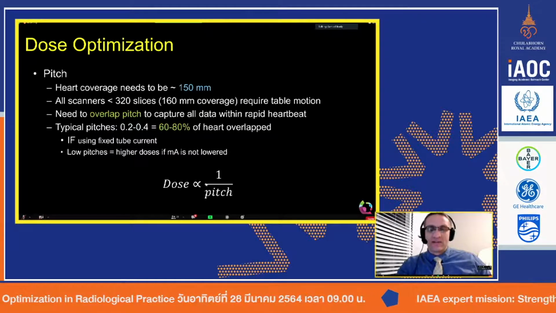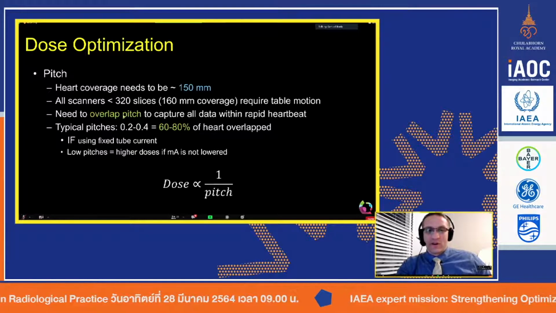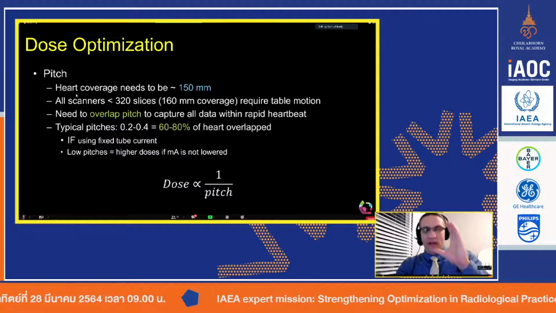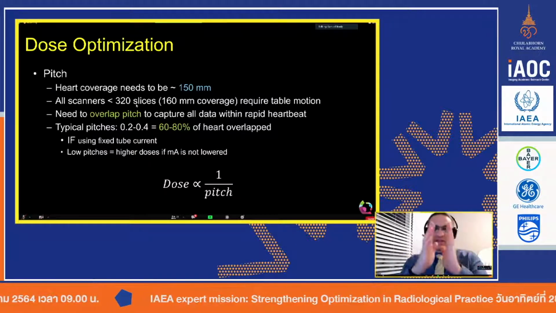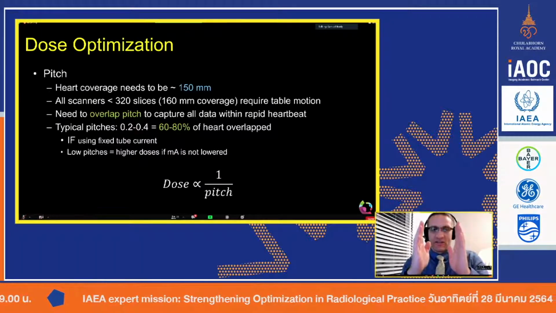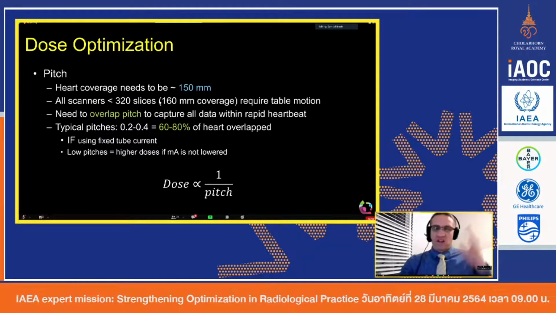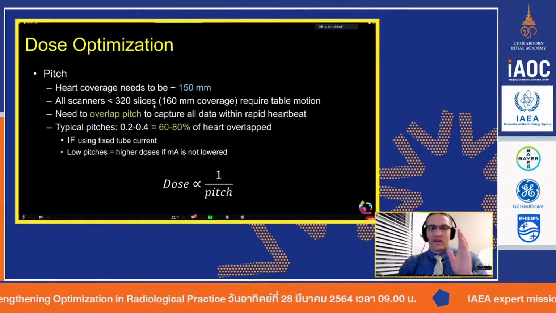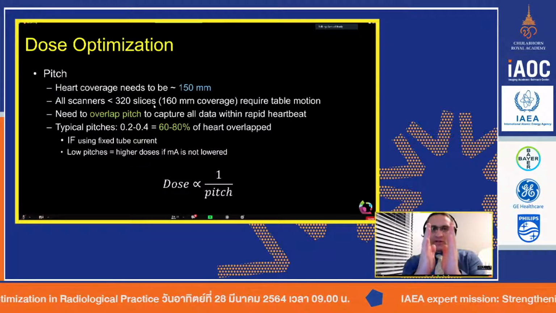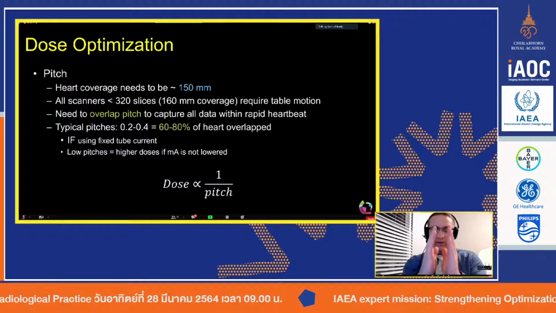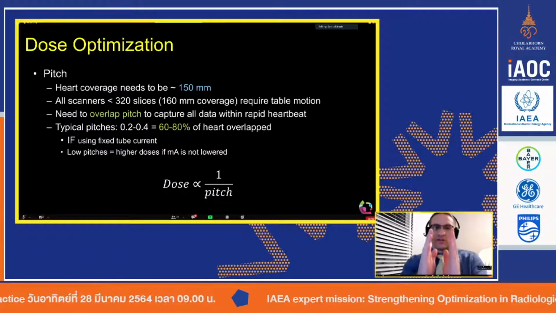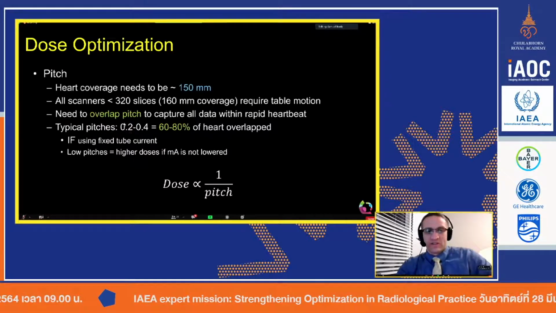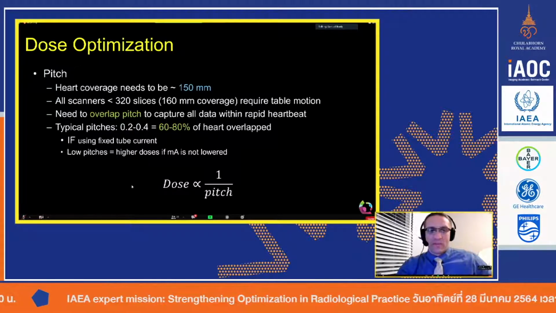So the ideal case here is if you're able to image the heart with an axial single spin, if the scanner itself can do 16 centimeters, 160 millimeter coverage, that's wonderful. But for the most part, most scanners out there are limited in their overall coverage. Therefore, they're going to use helical imaging, and therefore they need to use really small pitches so that we can really sample the heart.